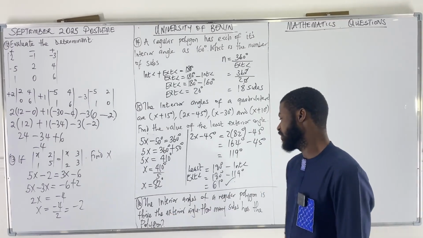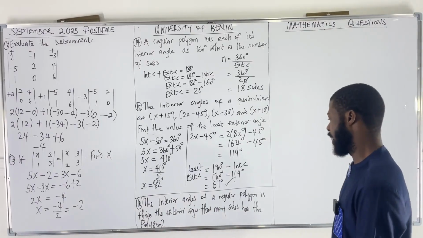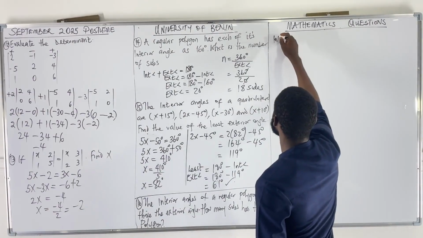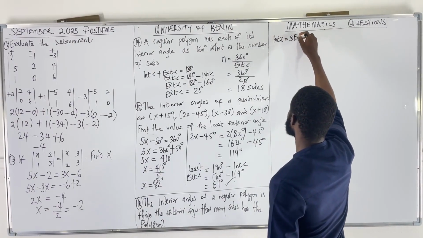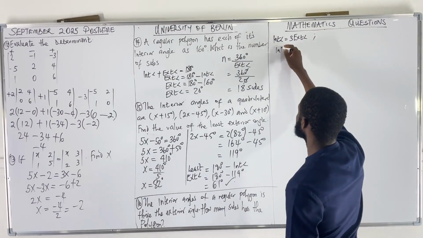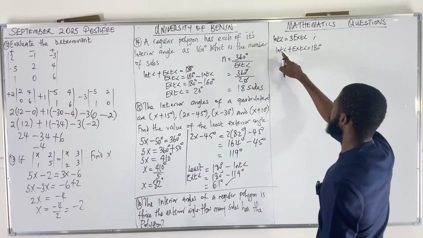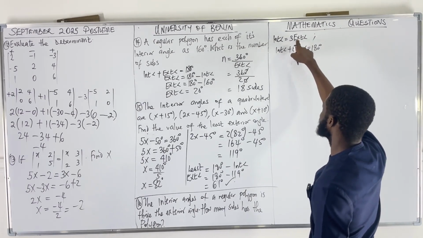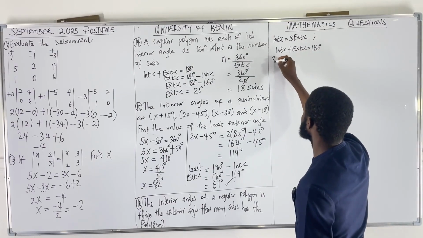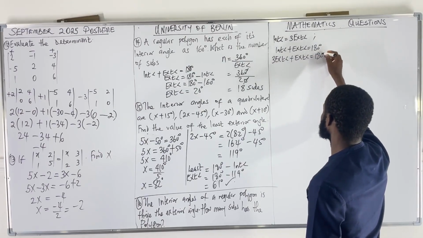Question 16 says the interior angle of a regular polygon is thrice, that's 3 times, the exterior angle. How many sides has the polygon? So let's first write this relationship. Interior angle is 3 times the exterior angle. Now, we know from what we've solved before that interior angle plus exterior angle must give us 180 degrees. So now this interior angle is equal to 3 exterior, so I can remove the interior angle and write 3 exterior.